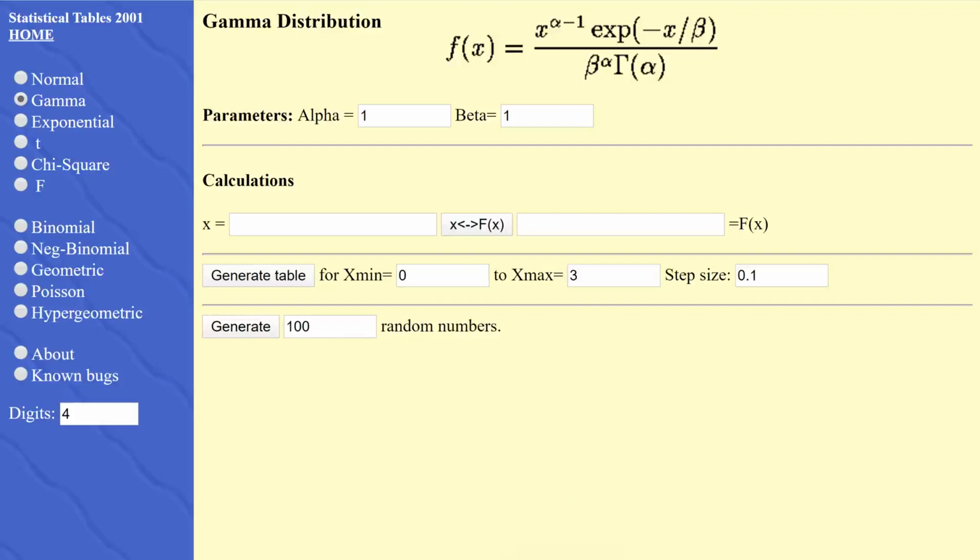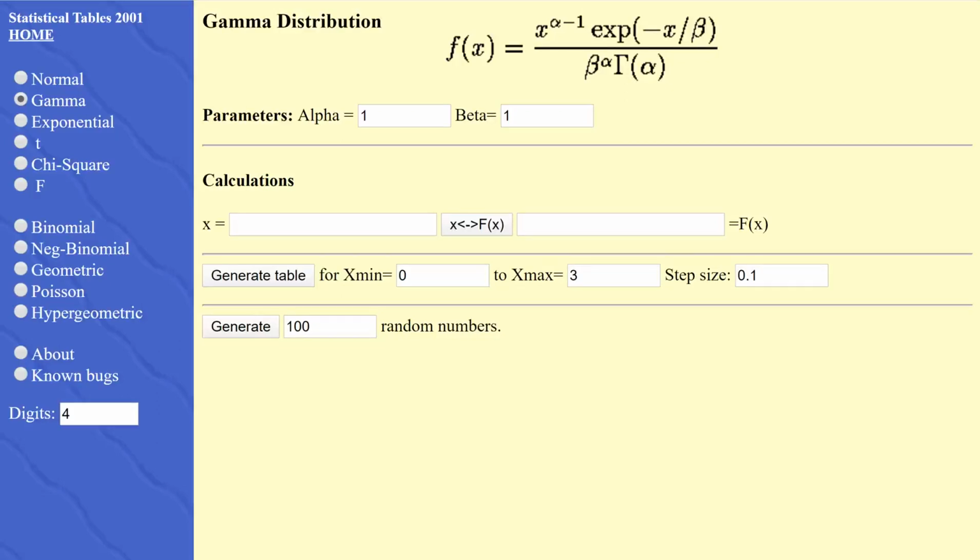Okay, so this is the website. It actually has all the different distributions: normal, gamma, exponential, chi-square, t, F. Those are continuous distributions. And the binomial, negative binomial, geometric, Poisson, hypergeometric, those are discrete distributions. However, for the continuous distributions, we'll just learn the normal distribution, gamma distribution, exponential, and t distribution. We won't learn chi-square and the F distribution in our course.